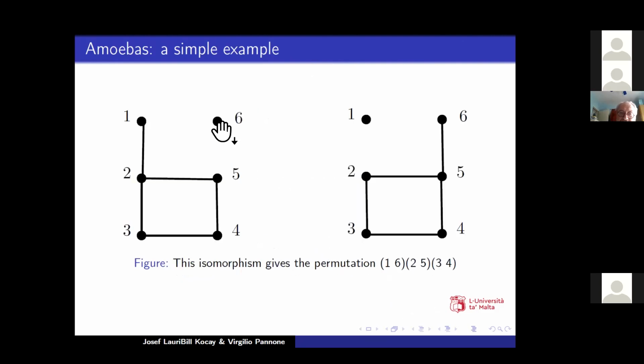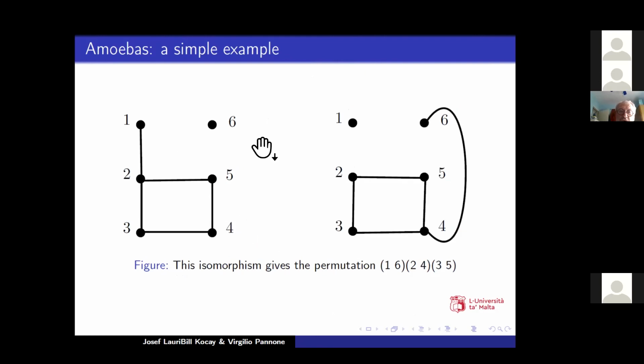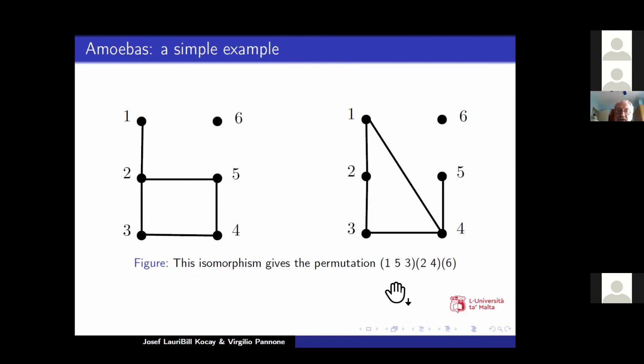Then add a single vertex, just one vertex, and do an edge replacement, do the isomorphism, and see what permutation it gives you. And it gives that permutation. Do another edge replacement, consider the isomorphism, which gives you this permutation. Do another edge replacement. This edge has been replaced by this edge. Okay. And it gives this permutation.